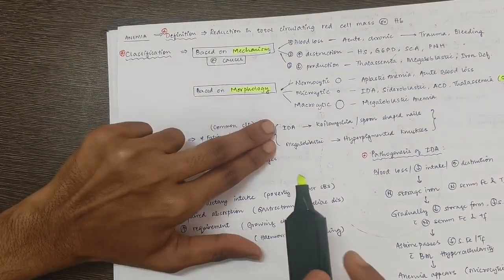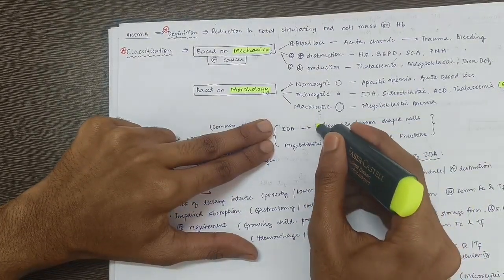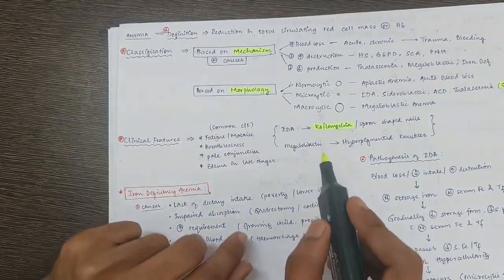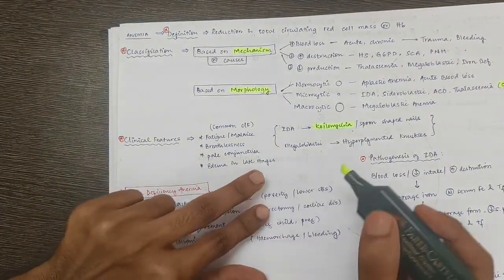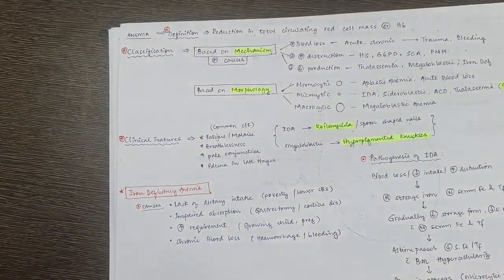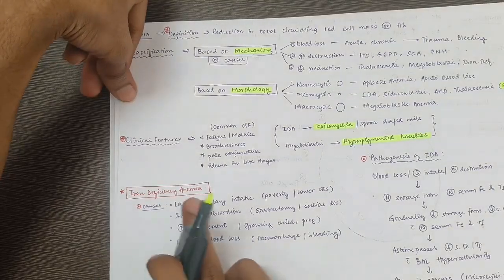So what is very specific for iron deficiency anemia? For iron deficiency anemia, we are going to see koilonychia, that is spoon-shaped nails. Whereas in case of megaloblastic anemia, you are going to see hyperpigmented knuckles. Okay, you are going to see the hyperpigmented knuckles. So now let's start with iron deficiency anemia.